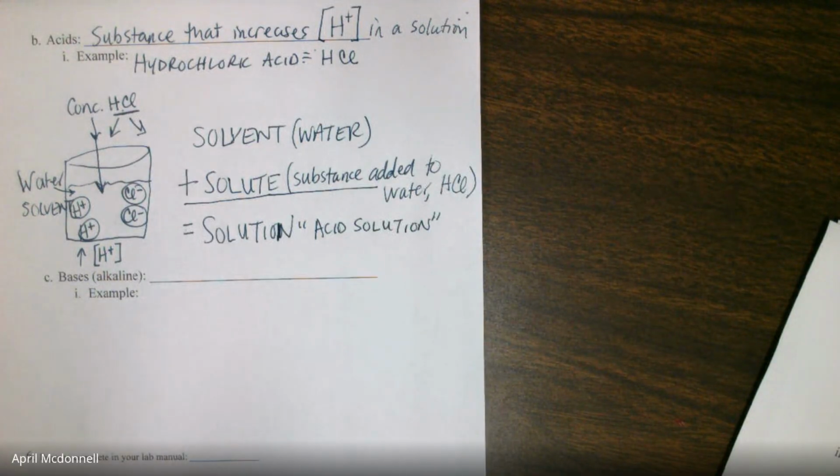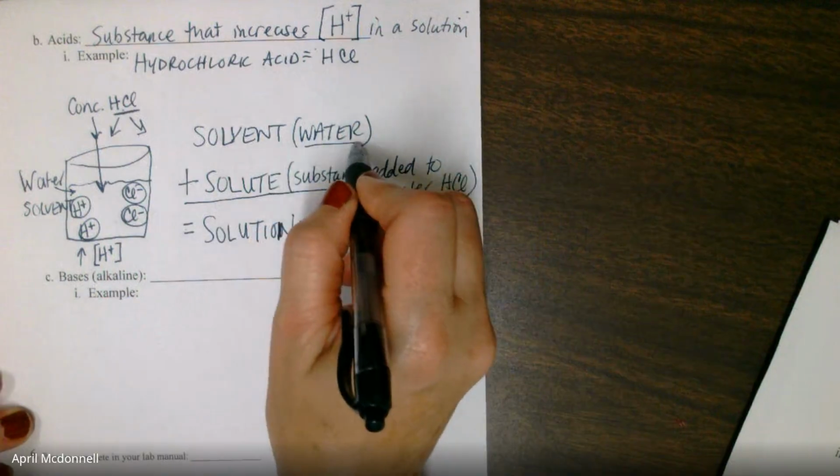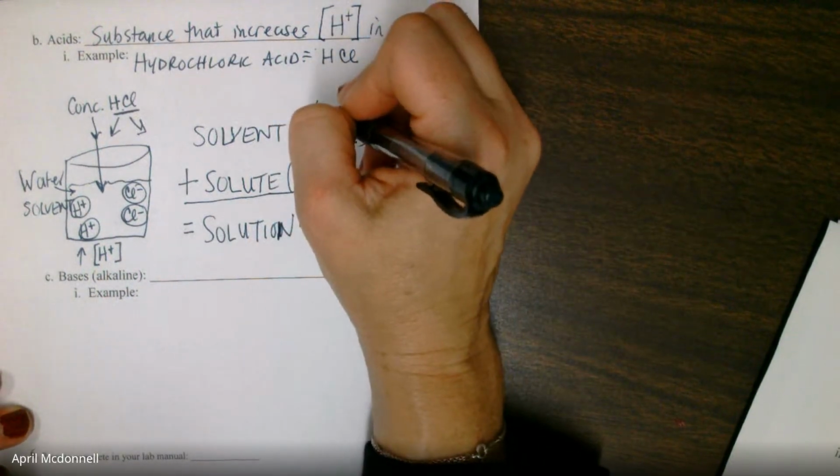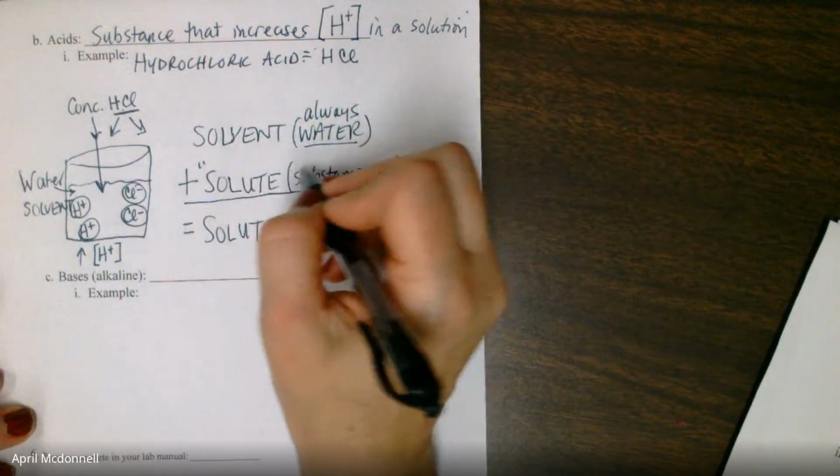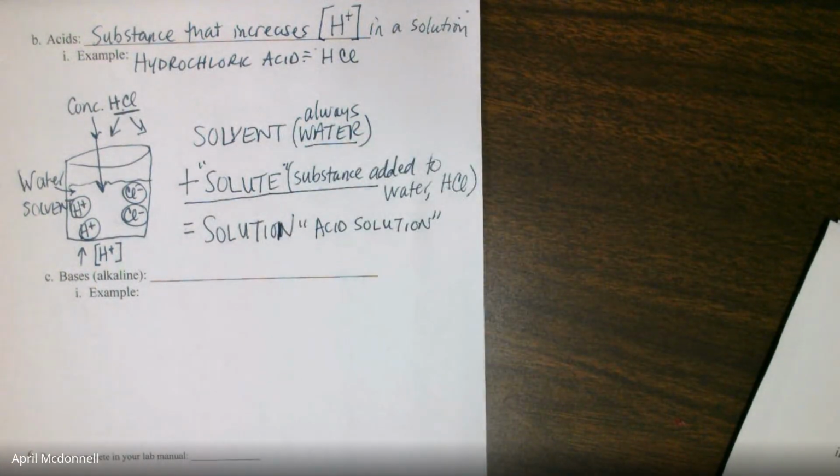You can also make salt solutions and sugar solutions. If you add salt to water, then you will make a salt solution, and salt is going to be the solute. If you add sugar to water, then you will make a sugar solution, and the solute is the sugar. So notice that the solvent is always water, but the solute can change based on whatever you add to water.